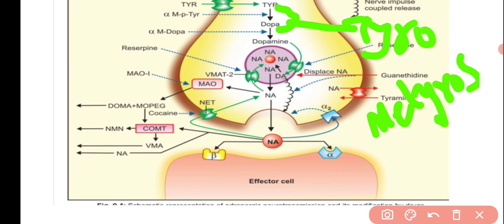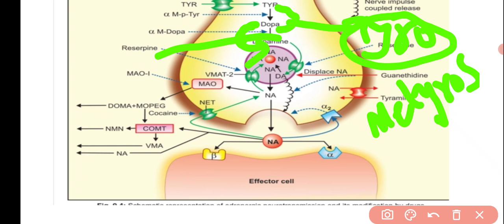How by inhibiting the tyrosine hydroxylase. That enzyme is required for the conversion of tyrosine to dopa. Some other drugs can also prevent the conversion of dopa to dopamine. Those are considered dopa decarboxylase inhibitors, such as carbidopa, benserazide, etc. That also interferes with the synthesis.